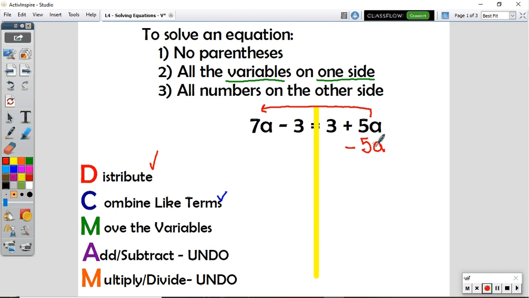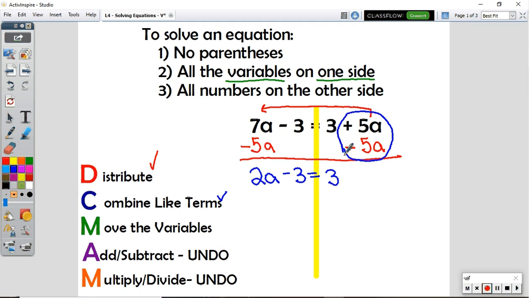But think about your equality properties. I can't subtract on the right side unless I subtract the same thing on the left side. So I'm going to subtract 5a over here also. And that's going to move my variables to one side because watch what happens. 7a minus 5a will give me 2a. I still have this minus 3. On the right side I have this 3. And then this 5a and this minus 5a combine together and equal 0. So they're 0 now, so I have no more variables on the right side.